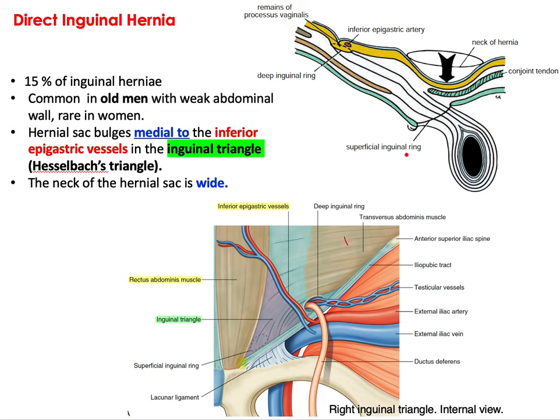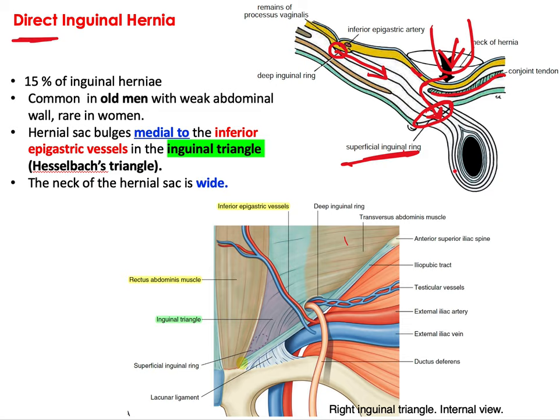Now let us shift to the direct inguinal hernia. What's the difference? This is the deep inguinal ring, so nothing will pass from here. Directly behind the superficial inguinal ring. Do you remember the conjoint tendon medially? Yes, the loop of intestine creates a kind of extra pressure here until it penetrates the fascia transversalis, which is very weak, and gets an entrance into the superficial inguinal ring.